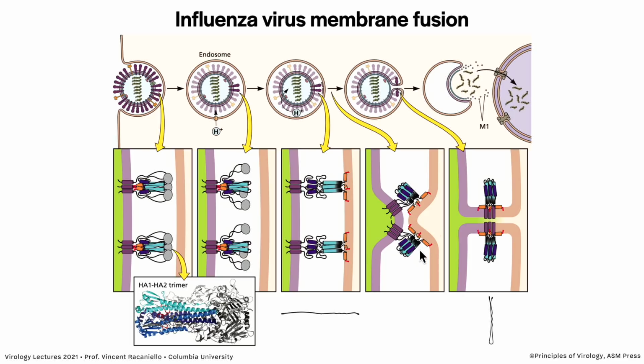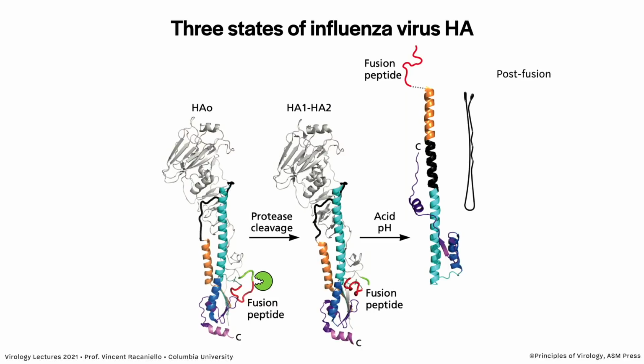Hairpinning is what happens for HIV, but it is not low pH catalyzed, right? It is just catalyzed by receptor engagement. So these are the three states of the influenza virus HA shown as a monomer. This is the neutral pH form where the fusion peptide is down here, and the sialic acid receptor binding region is at the top.